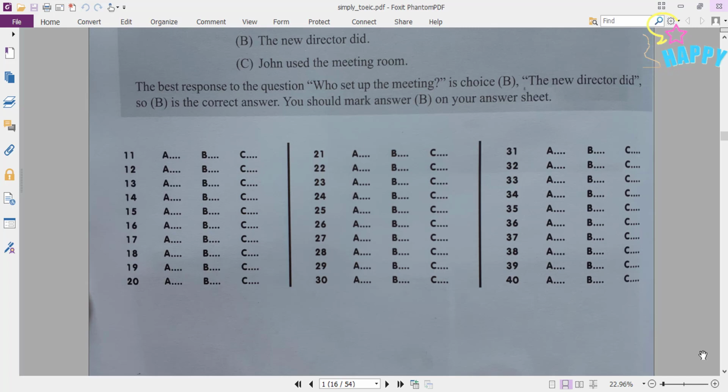Number 36. When's she due back? A. That was yesterday. B. Later today. C. I don't think so.